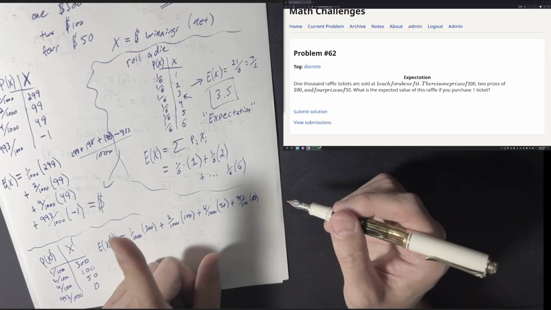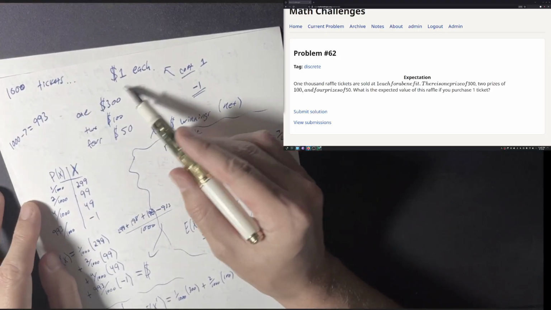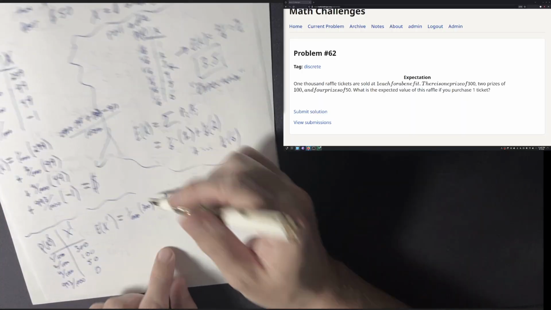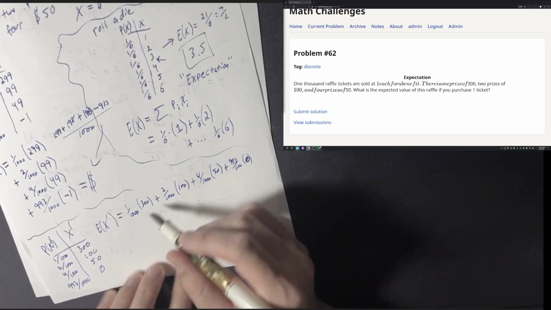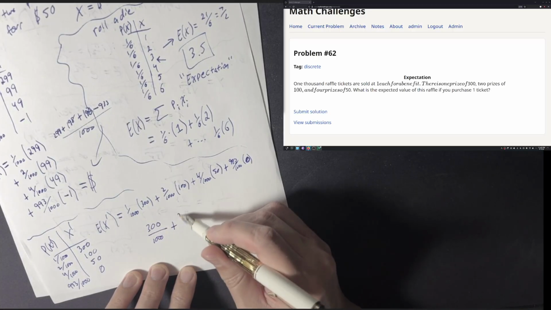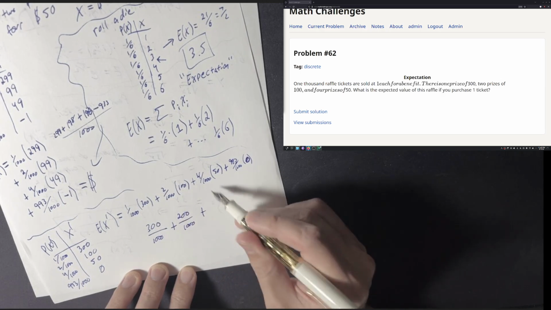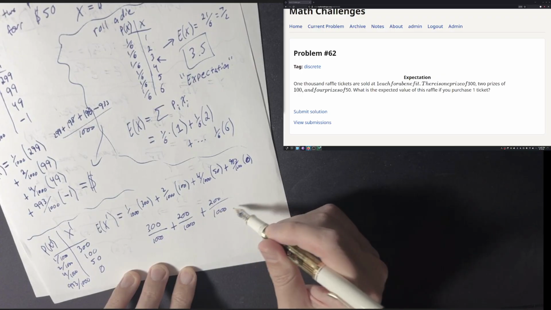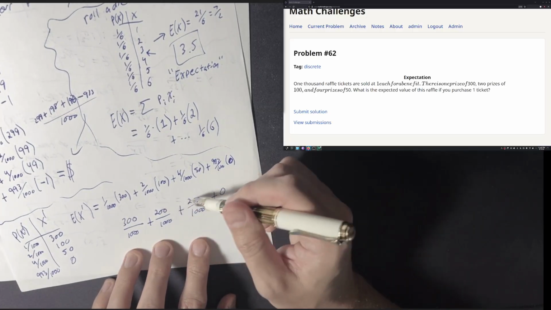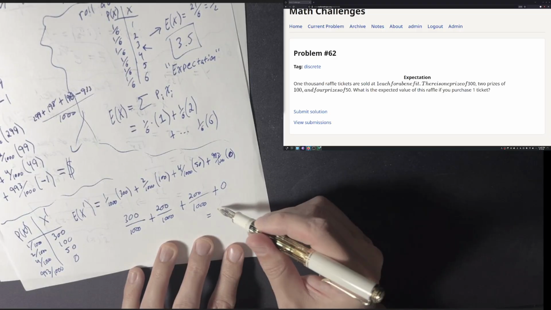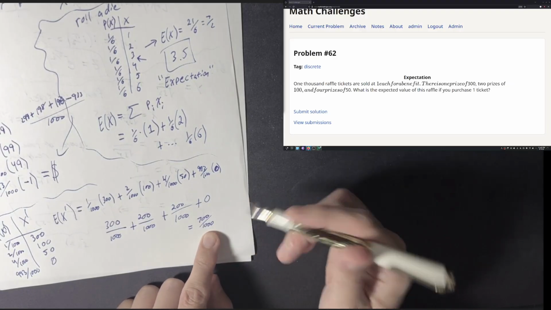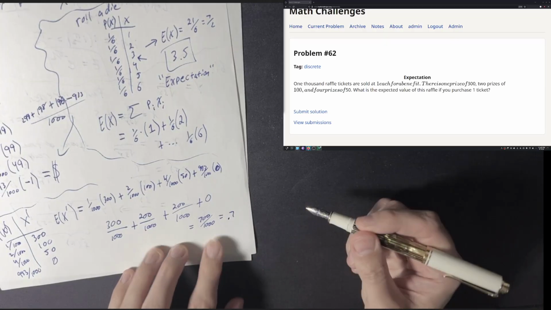But when I'm done, don't forget that it did cost you $1 to play the game. So this isn't actually the correct answer. When I'm done, I have to subtract 1 from it, and that'll give us the same answer. So anyway, this one now is 300 over 1,000 plus 200 over 1,000 plus 200 over 1,000 plus 0 over 1,000. Looks like it equals 700 out of 1,000. But do not write that down, because that's not actually your final answer. What's this, 7/10? So it's like 0.7.